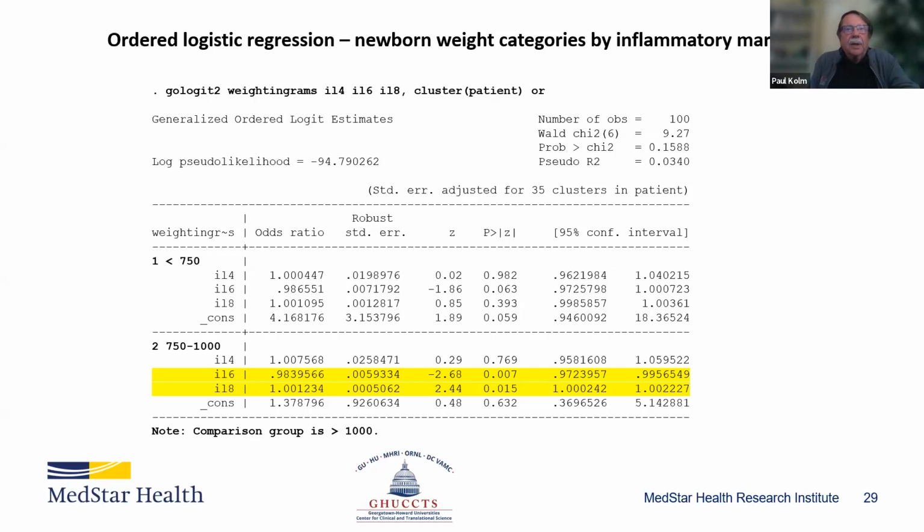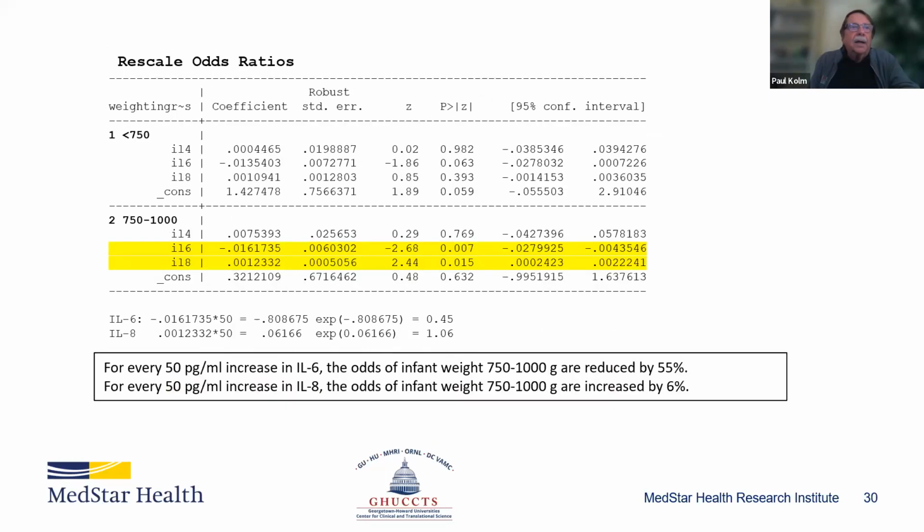And so, again, our odds ratios are very small. So what we often do in a case like this, and we could have done it in our other one that we looked at, is we can look at, in this case, the inflammatory markers in more than one unit.